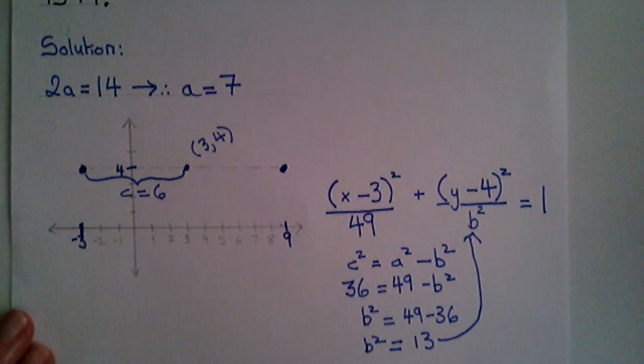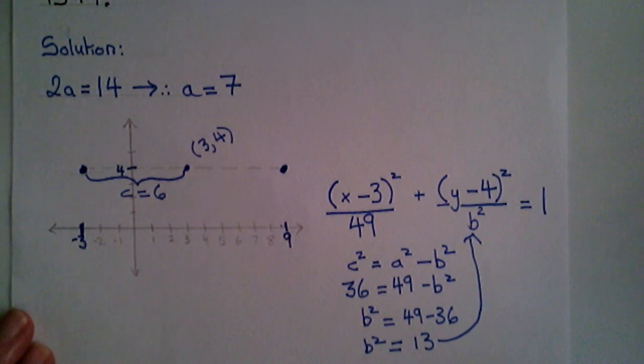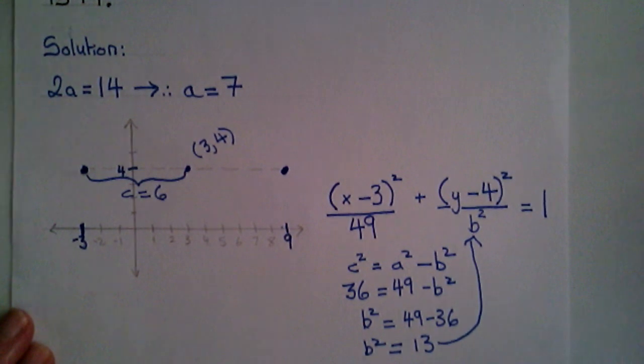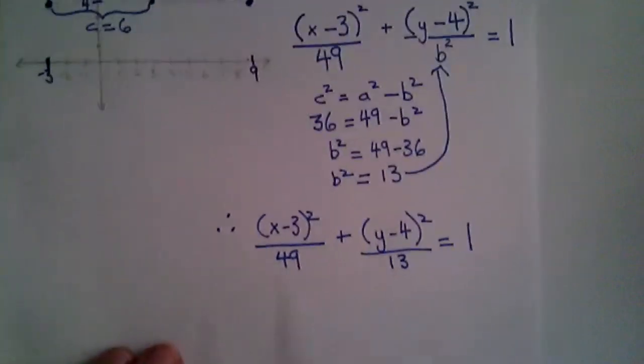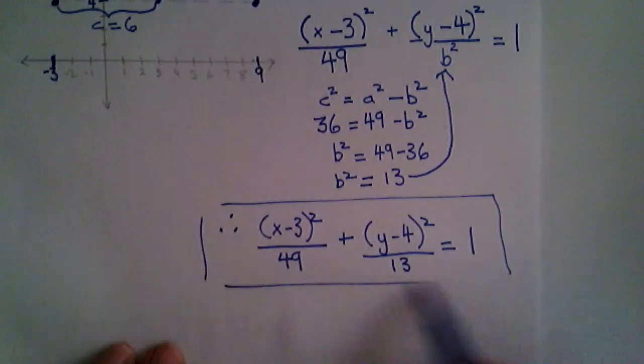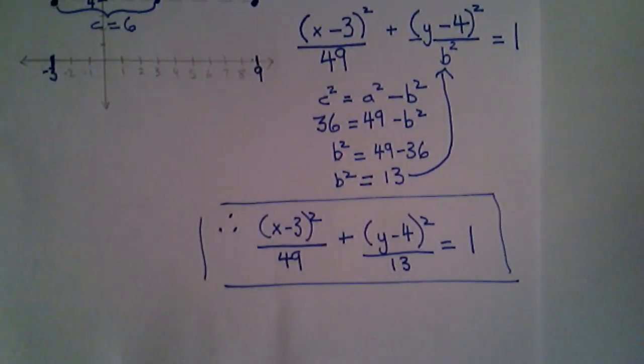Therefore, this ellipse is (x minus 3) squared over 49 plus (y minus 4) squared over 13 is equal to 1. So there we have our equation with the information that we've been given. Okay, so let's have a look at example 2 to do with a hyperbola.